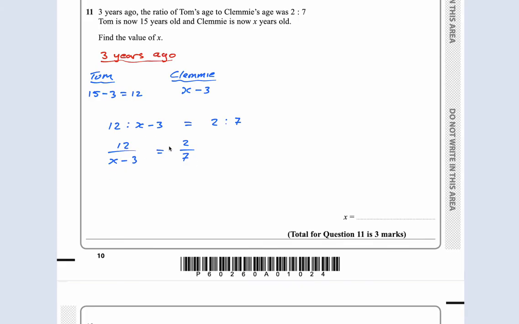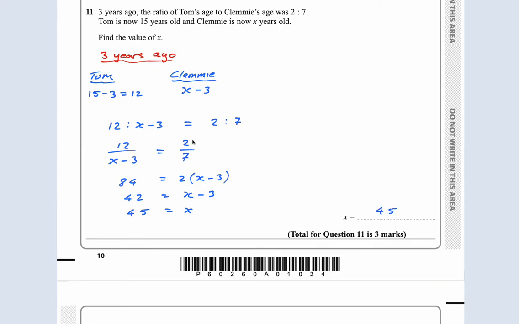Or you can multiply across. So let's just do that. 7 times 12 is 84. This is cross multiplying. This times this. And this times this is 2 times x minus 3. Divide by 2. That gives me 42 equals x minus 3. And x equals 45. And that's the answer.